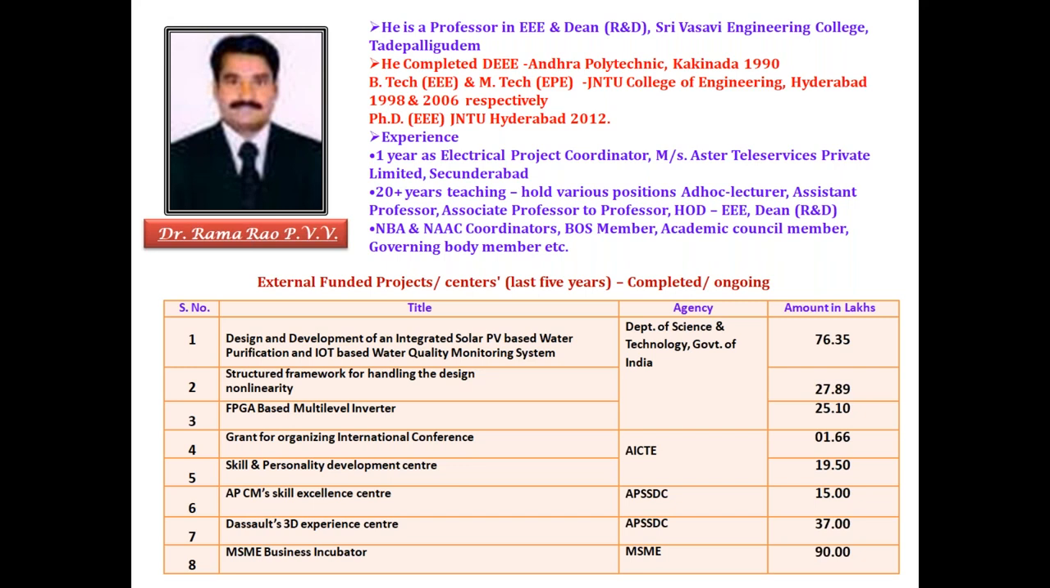Grant for organizing international conferences from AICTE, 1.66 lakhs. Skill and Personality Development Center, again from AICTE, 19.5 lakhs. APCM Skill Excellence Center, APSSDC, 15 lakhs. Dassault 3D Experience Center, APSSDC, 37 lakhs. And MSME Business Incubator, MSME, 90 lakhs.